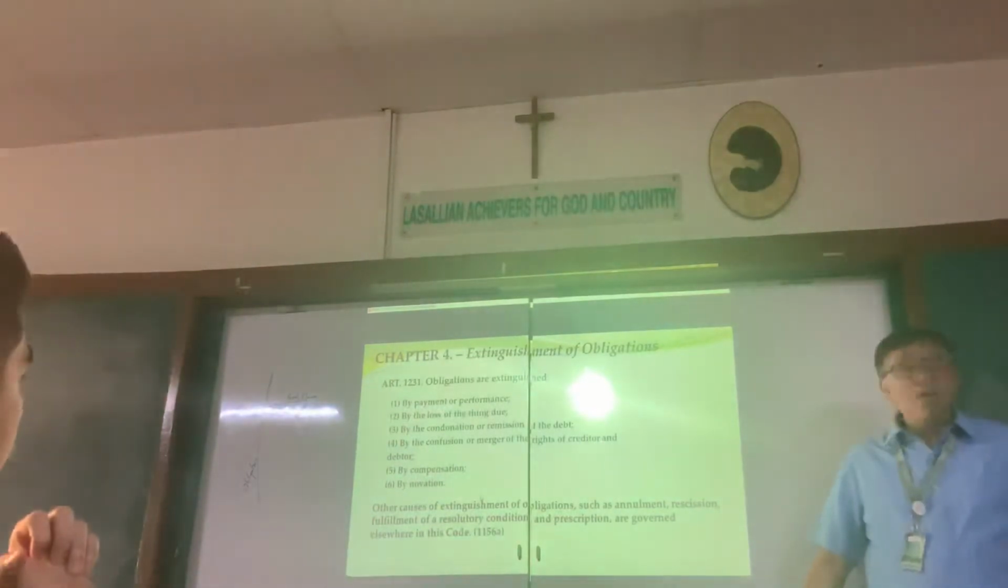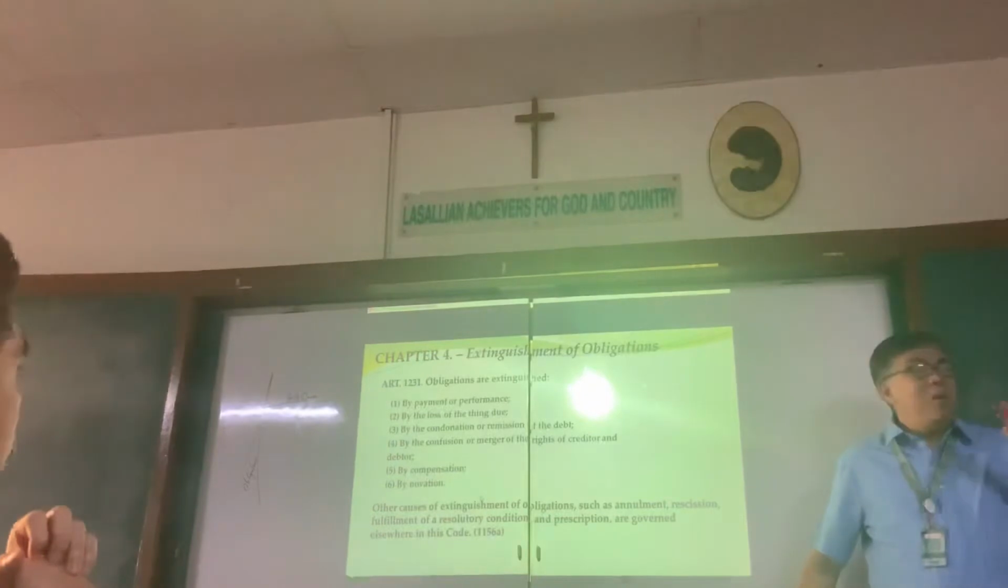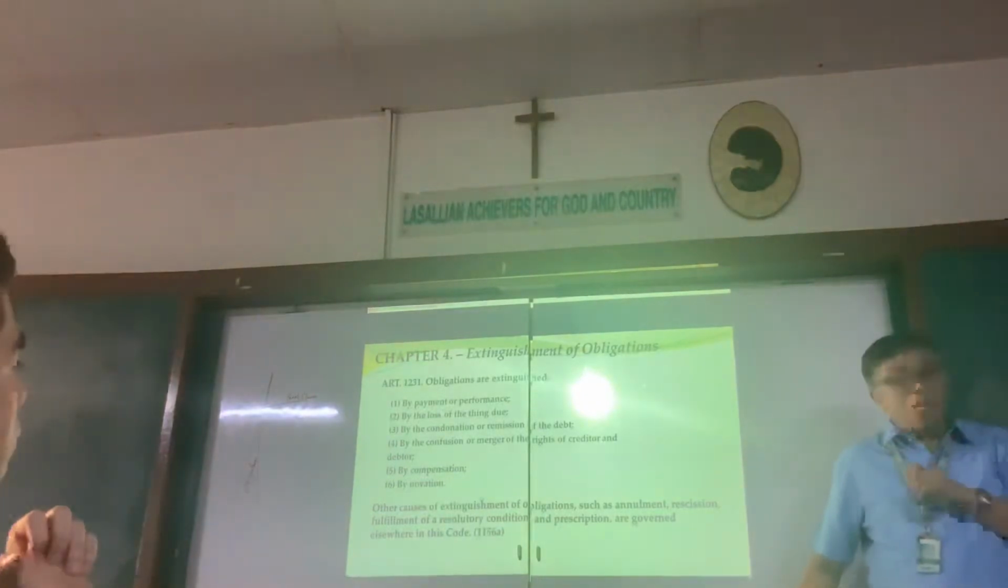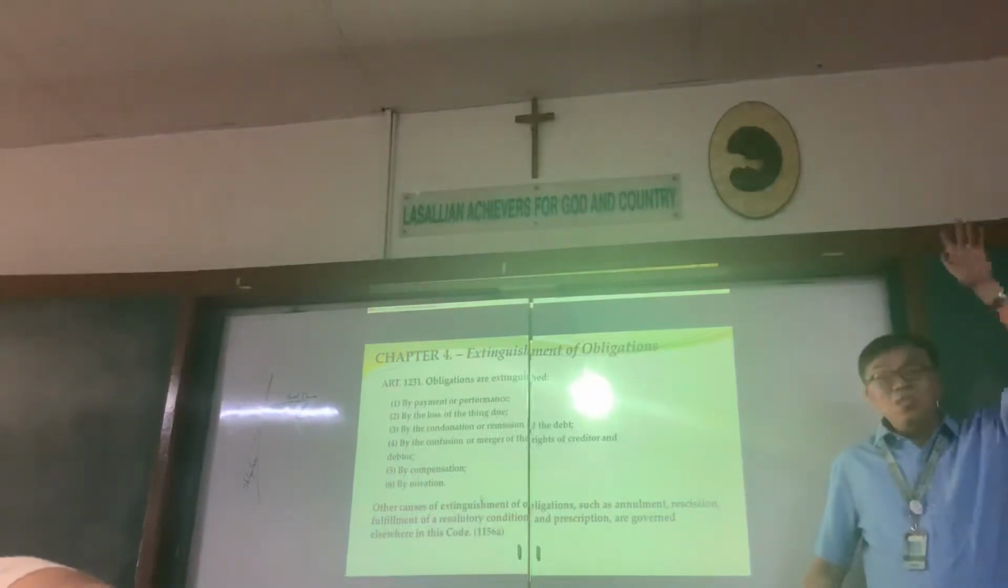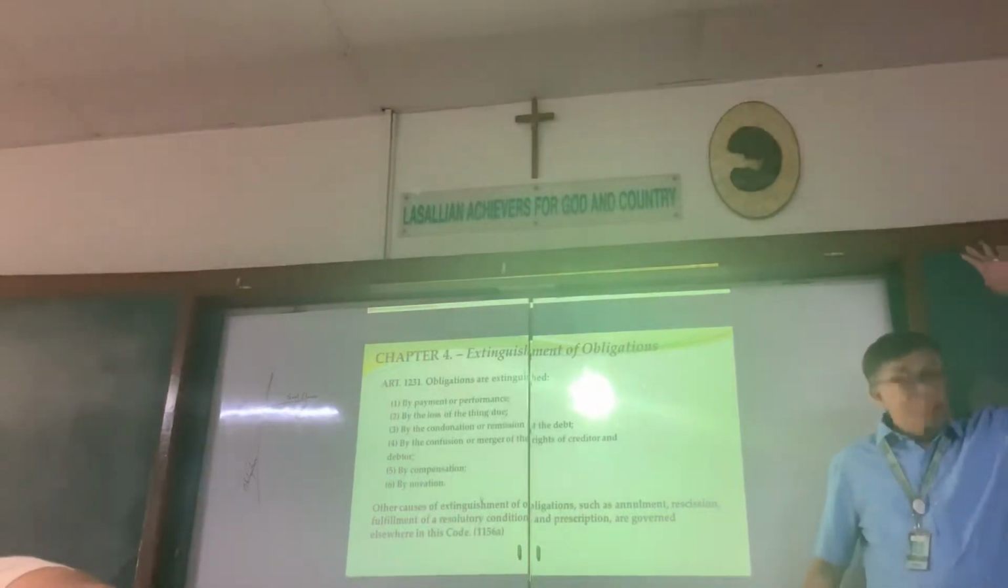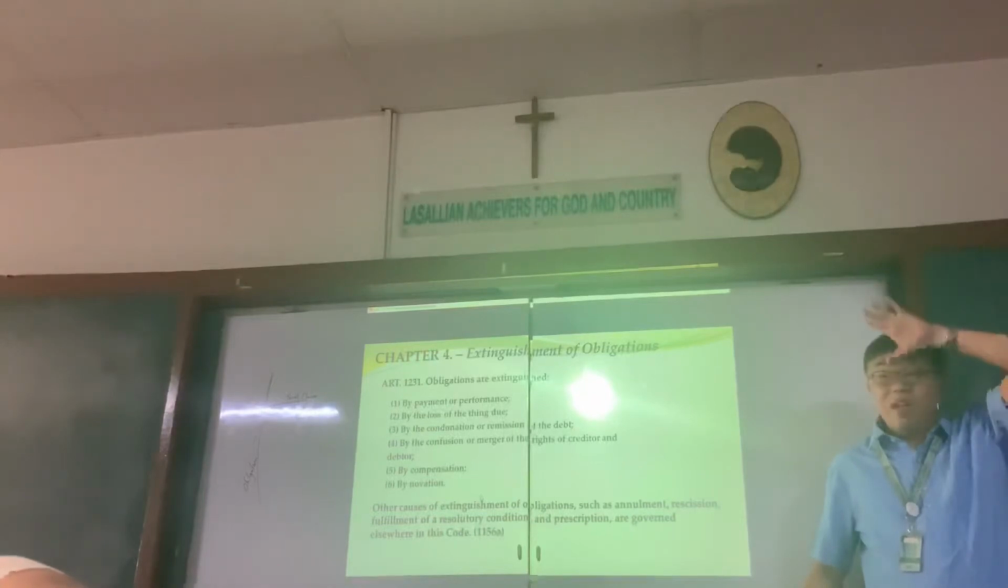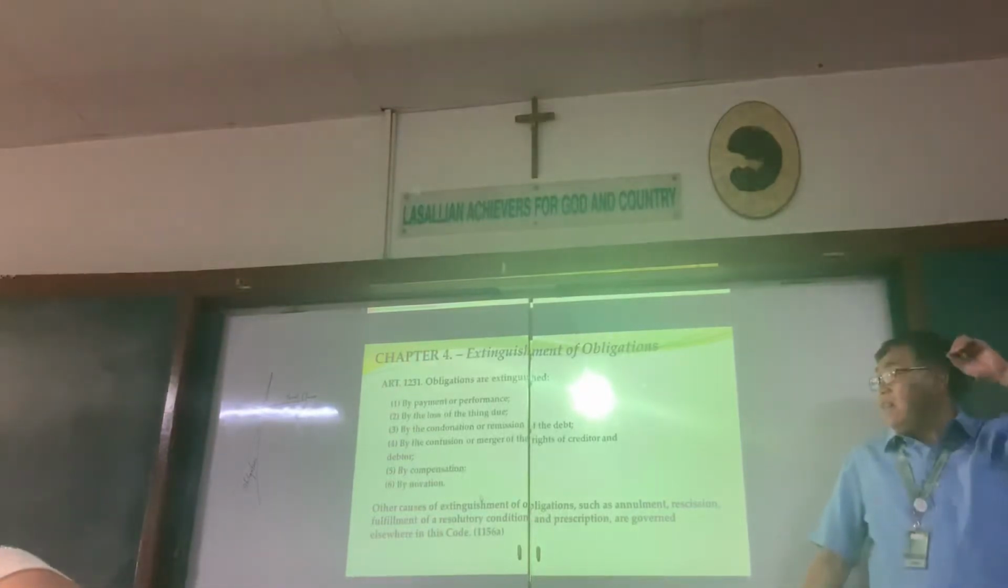2, loss of the thing due. What's that? Remember, nobody can be made liable for something which is unforeseen, or if foreseen is inevitable. Remember? Loss of the thing due, or fortuitous event.